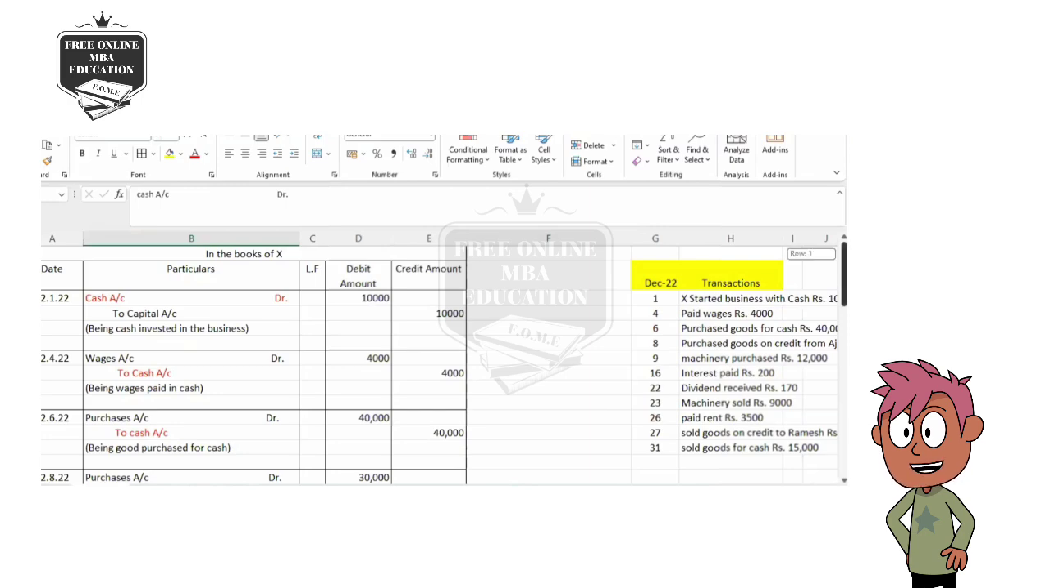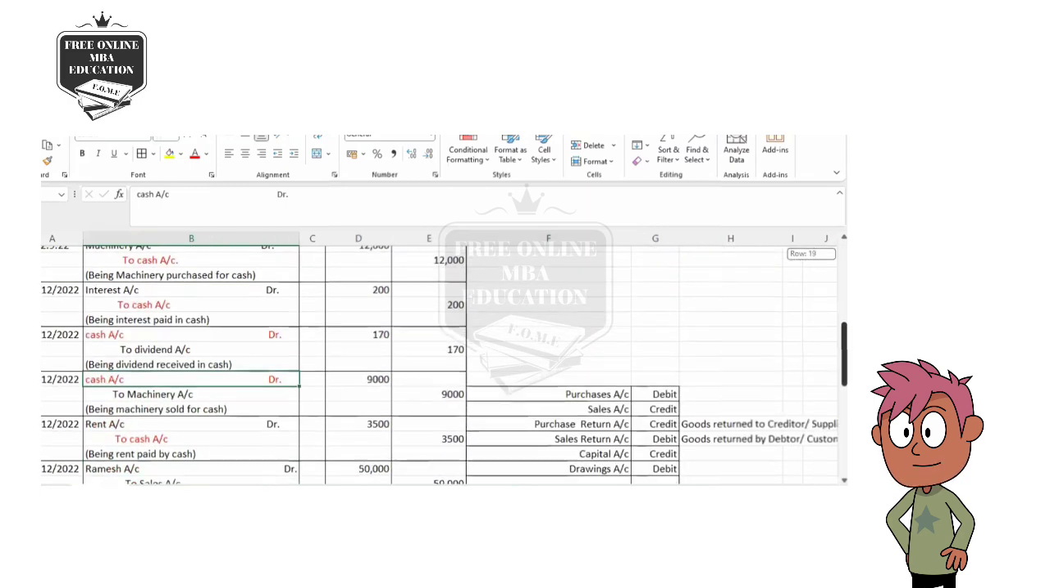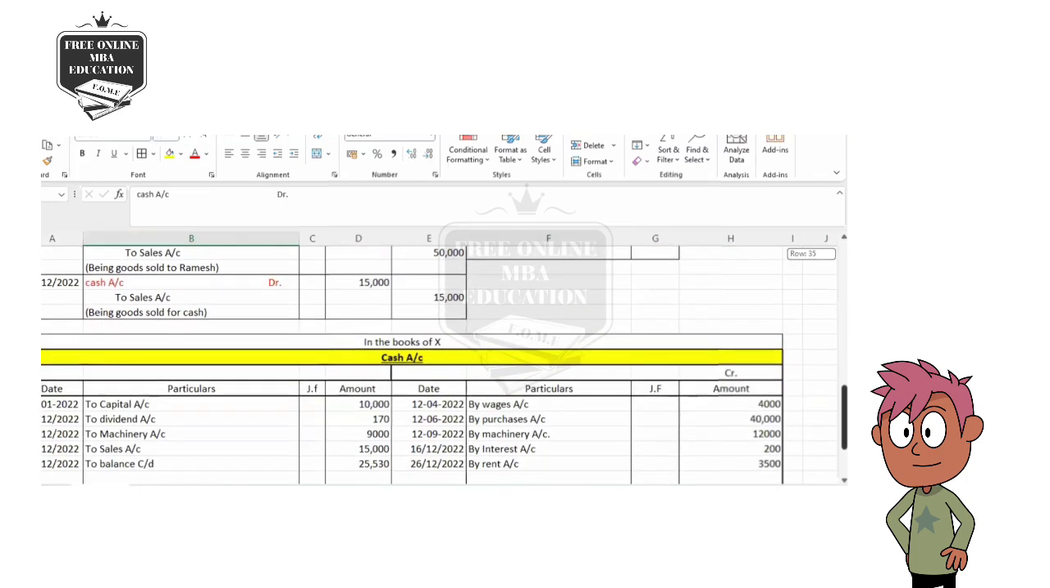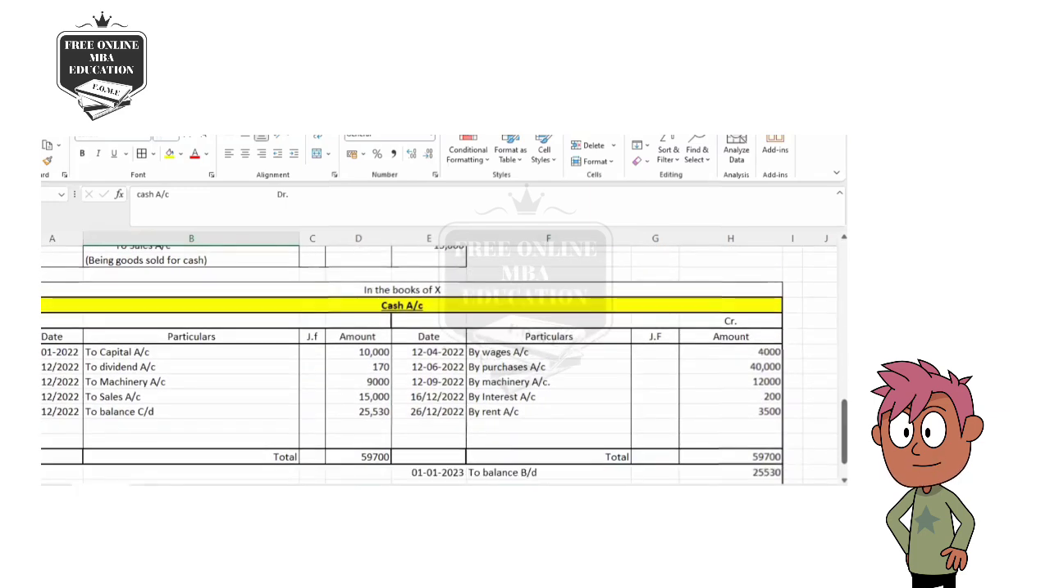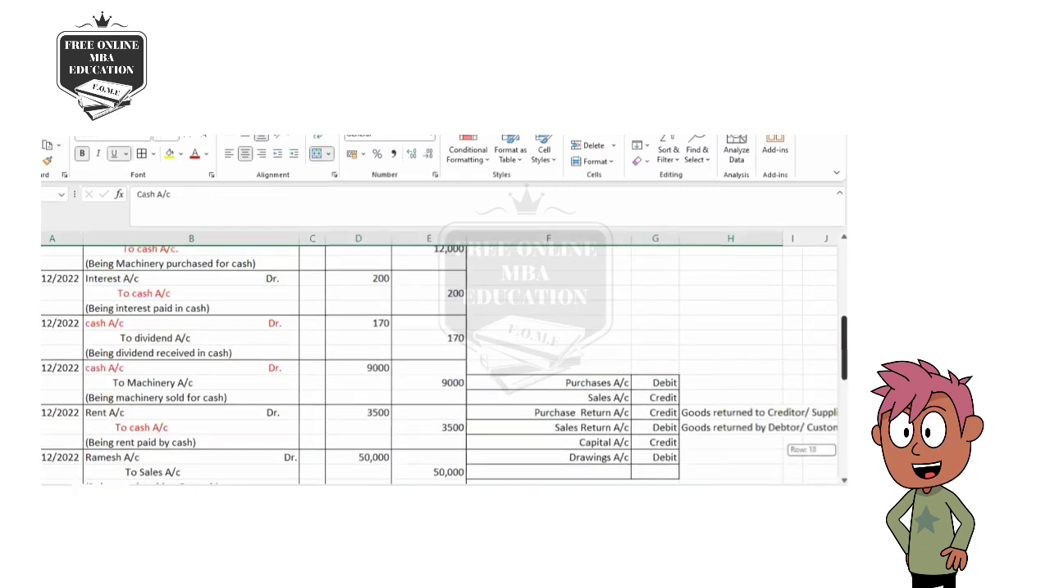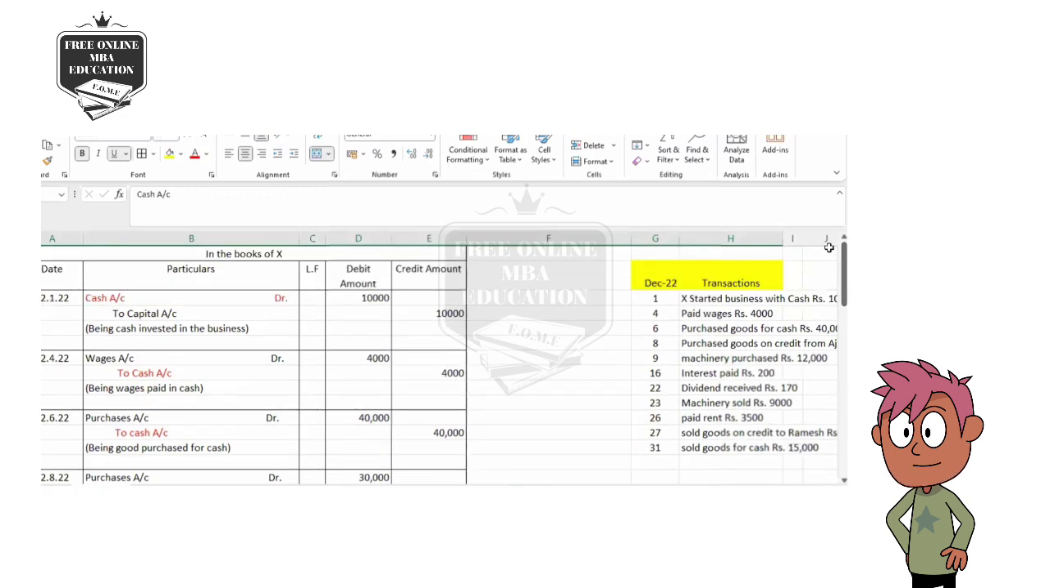Okay, I'm going to show you how cash book is now prepared. So just below this, I have prepared cash account. It is in the books of X, and this cash account I have prepared. Wherever these entries are going to be there, I have to consider entry one by one. So here cash account debit to capital account. So on the debit side of cash, I have to maintain to capital account.